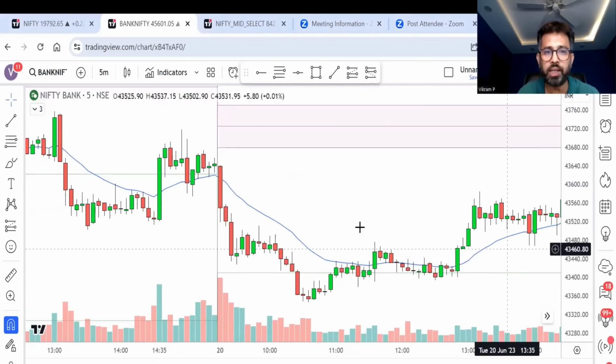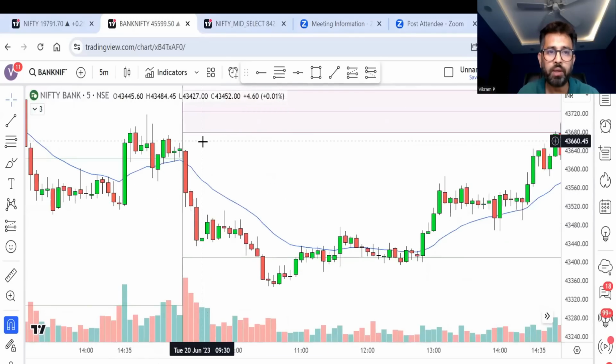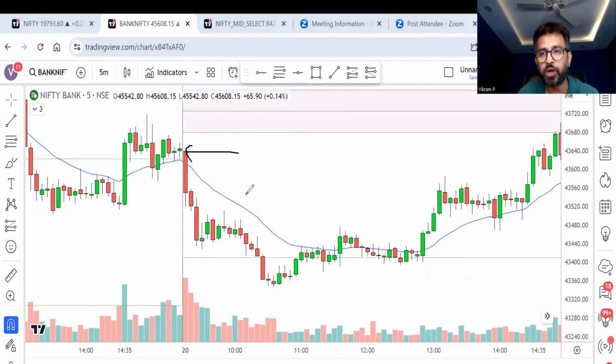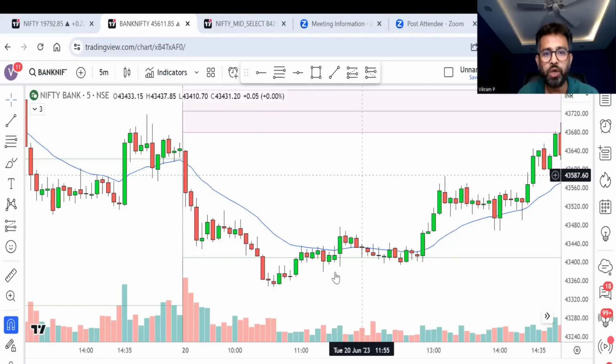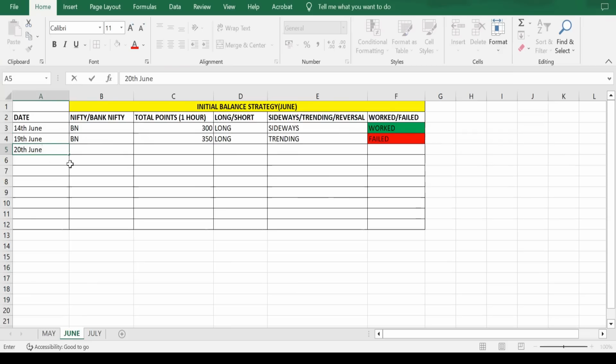So now let's go to the chart and see any other day. Again, you can see that on the 20th also we have a wide initial balance. It opened here around 43,650 and at the end of the 12th candle we have 44,350. So around 300 points in this move, and it's a wide initial balance day, and for the rest part of the day it reverses. So that means on the 20th this strategy worked. I will update 20th June: Bank Nifty made around 300 points at the initial balance. It was a long and it reversed.